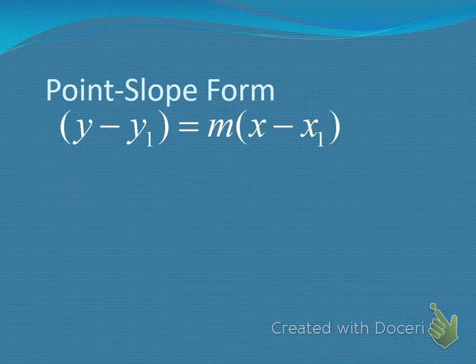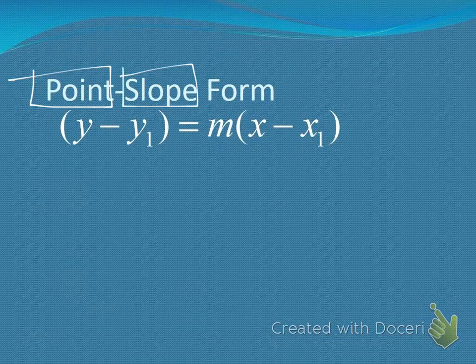So it's quite cleverly named point-slope form, right? Now I say that kind of jokingly because we're going to use the point-slope form to write the equation of the line when we know a point on that line and we know the slope. Okay?